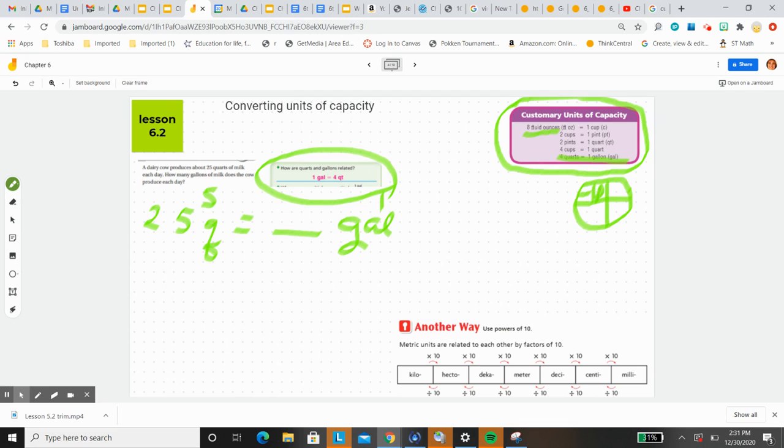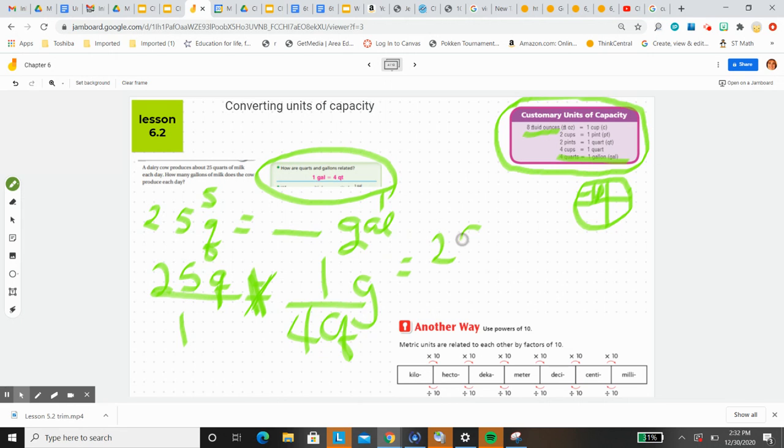Okay, so let's start first of all with 25 Q for quarts over 1 because it's a whole number, times, I keep doing that, times. Now I need quarts down here because they have to be catty corner from one another. Okay, and I need gallons up here. Now I have 1 gallon to every 4 quarts. Okay, this sets it up for me. So now I have 25 times 1 is 25, and I have 1 times 4 is 4.